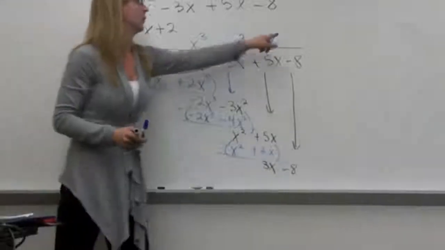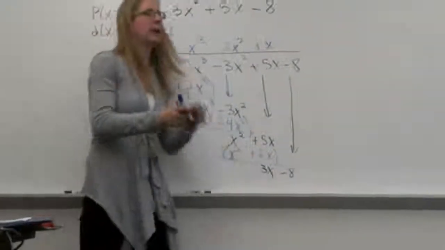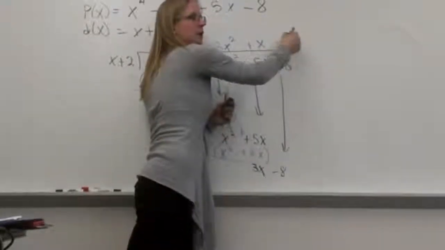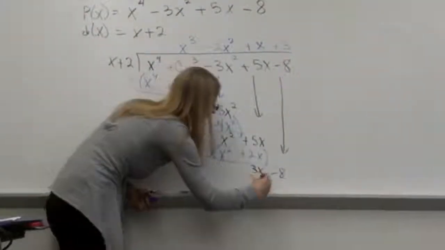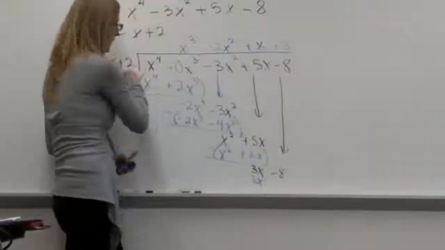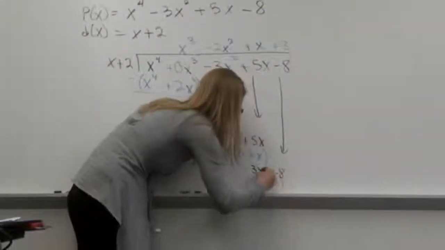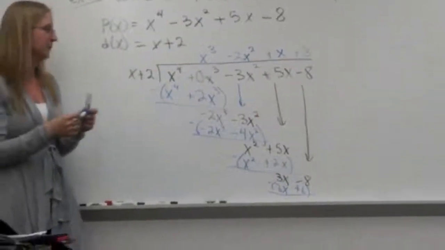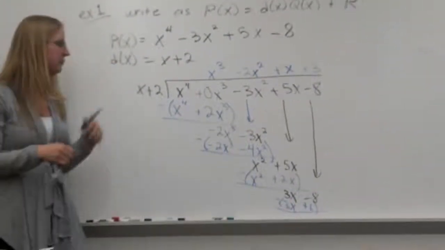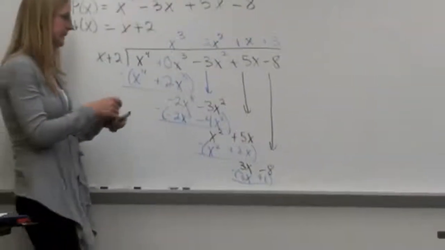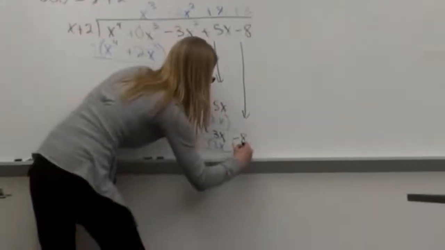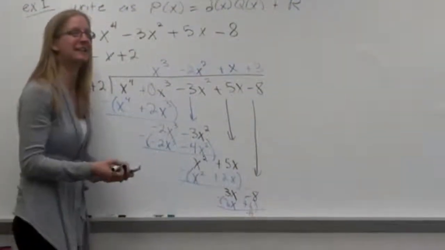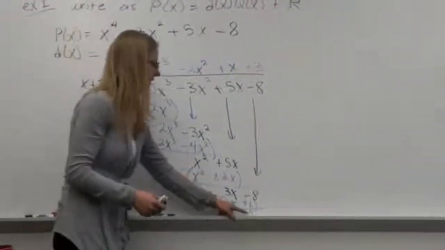We're almost done. What times x gives me 3x? 3. So 3 times x is 3x. And then 3 times 2 is 6. And then from there we subtract it. 3x minus 3x goes to 0. What's negative 8 minus 6? You guys even see that at all? It's a negative 14.